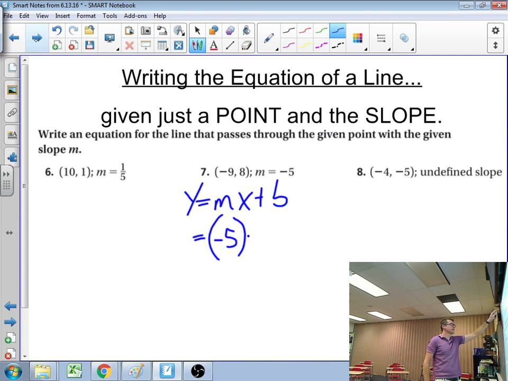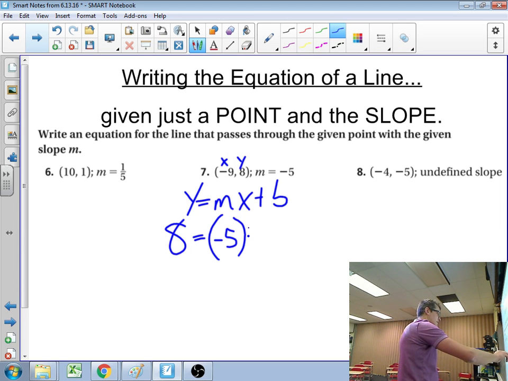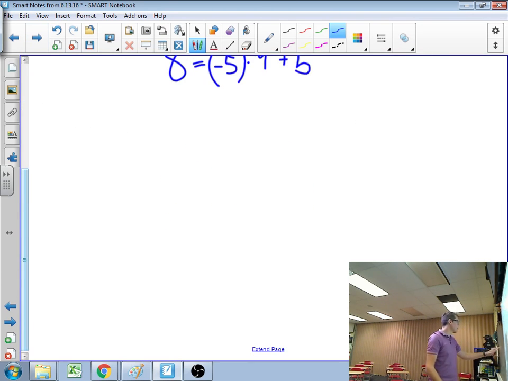Yep, so I did it right there. I just almost made a mistake here, so be careful to use your x and your y properly. My y is 8 when my x is -9. And I don't know my b, so I just leave it as b. Then we're going to work through and solve the equation for b.